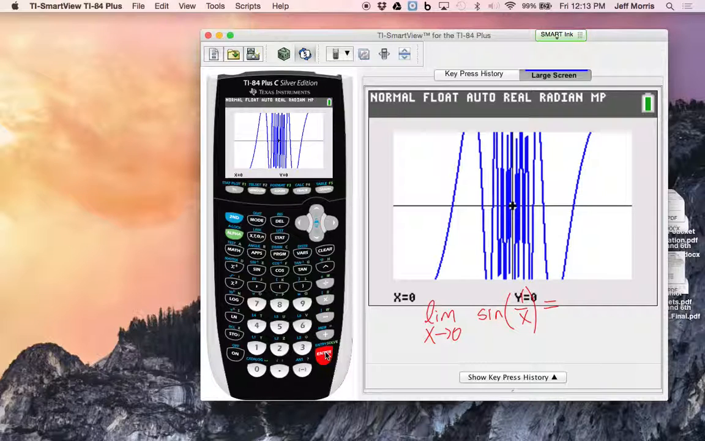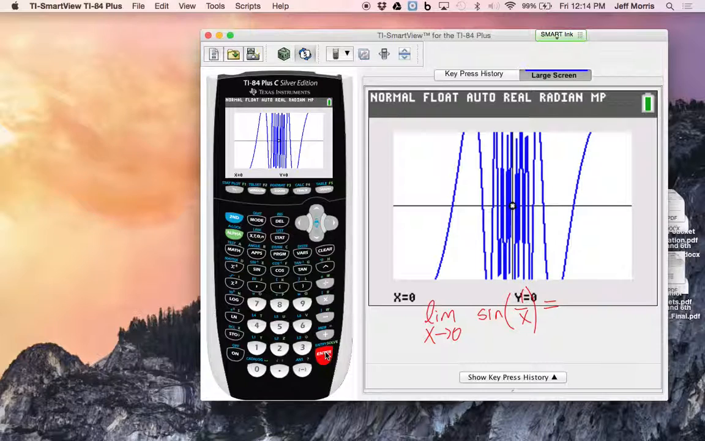So what do we put here? We're going to put DNE. You definitely put DNE because we can't determine what this thing is approaching. It's not slowing down. The closer it gets, the more erratic it gets. Okay? It's like a crazy person.